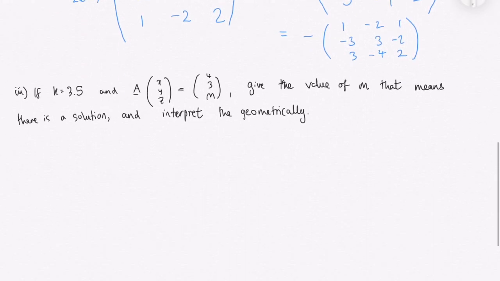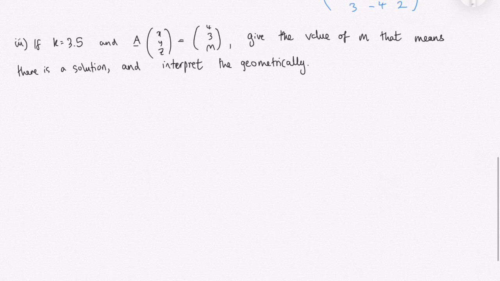Okay, part 3 asks: if k equals 3.5 and A multiplied by the vector (x, y, z) is equal to (4, 3, m), give the value of m that means that there is a solution. Interpret this geometrically. So again, if you've not done this, pause the video now and try this yourself first.